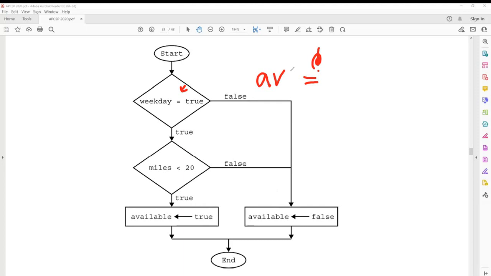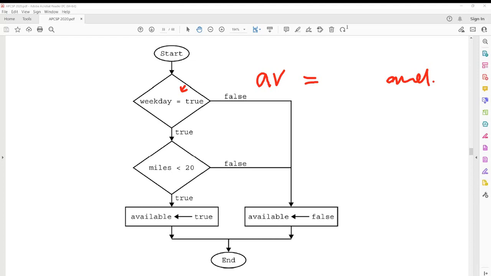So for this one, let's use an AND. Let's call weekday WD. If it's weekday, it will be false. So this one will be weekday bar. So weekday bar, availability will be false, no matter what.